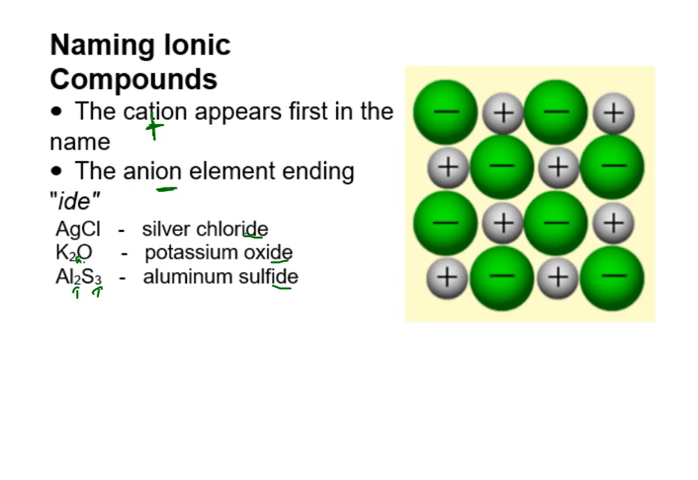But like in math and science, if we ever have one of something, we rarely if ever write the 1. We just skip writing the 1. So that's where silver chloride came from. But let's try another one here. Let's try potassium, and oxide would be oxygen. Can someone find me potassium's charge and oxygen's charge on your periodic table? Okay, so potassium is +1. Thank you. Is everybody able to find those on your table as well?